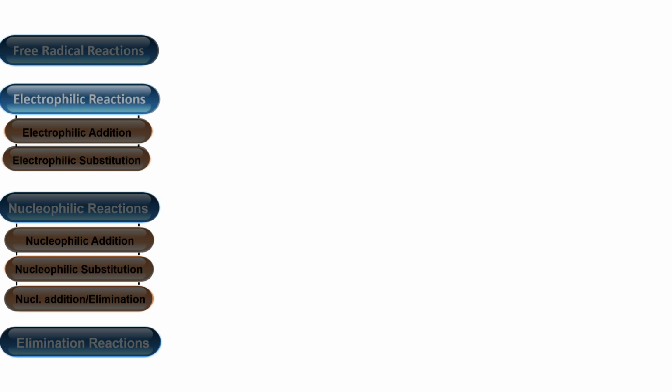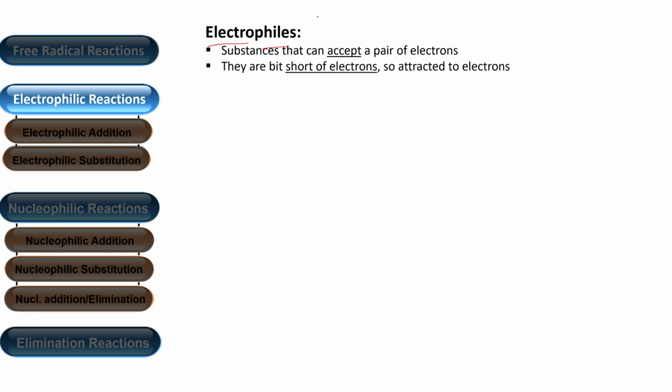Okay, the next is the electrophilic reactions. But we first need to understand what an electrophile is. Electrophiles, as the name says, are electron-files. Phile means loving, so they're electron loving, so they need electrons. These are substances that can accept a pair of electrons because they are a bit short of electrons, so that's why they are attracted to electrons.